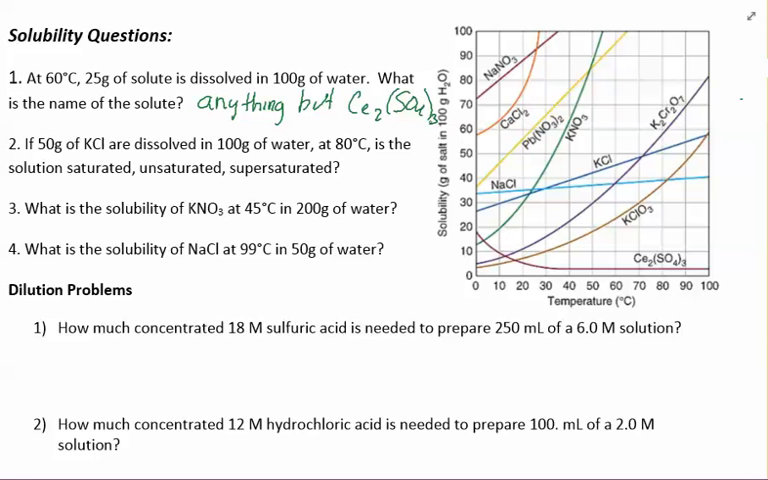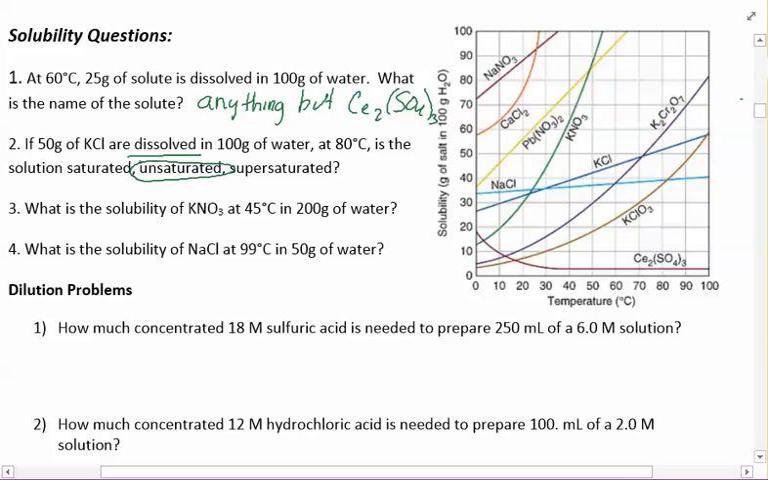If 50 grams of KCl are dissolved in 100 grams of water at 80 degrees Celsius, is the solution saturated, unsaturated, or supersaturated? The key here is it's a solution that's made, it's dissolved. We have 50 grams of KCl at 80 degrees Celsius. So this 50 is right below where the line is. That means this is an unsaturated solution.